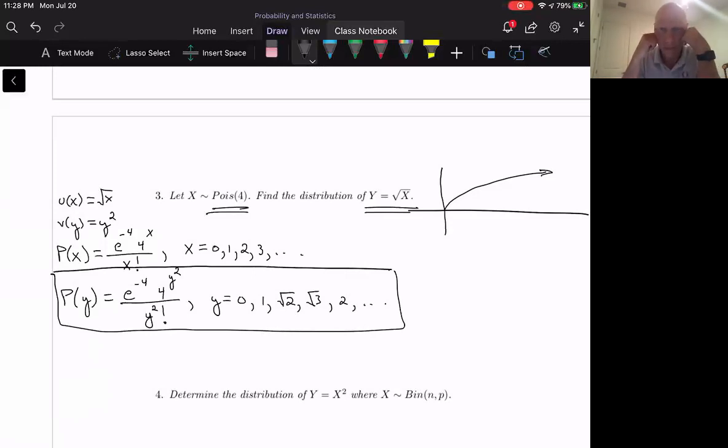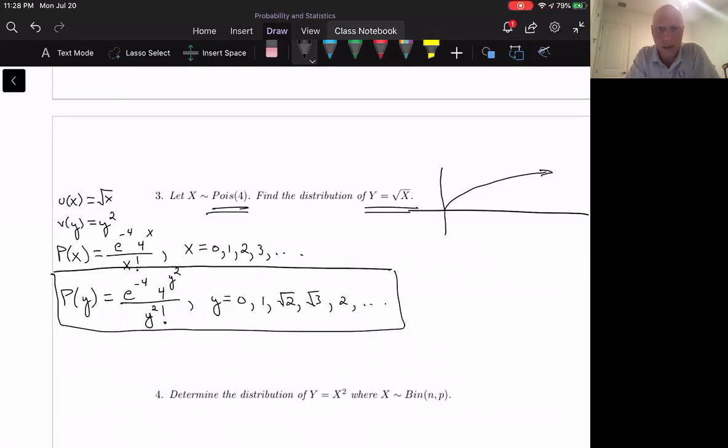Wait, how did you get y? Where'd you get the square roots from? Because y equals the square root of x. And so for all the possible x values, y can be the square root of them. Okay, got it. Yeah, so that's where the 0, 1, root 2, root 3, 2, and so forth came from, was square rooting all the values that x can be.